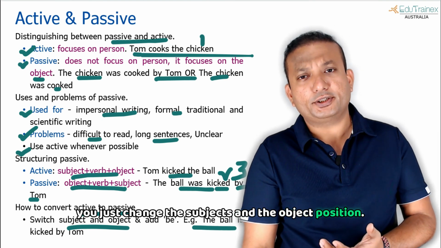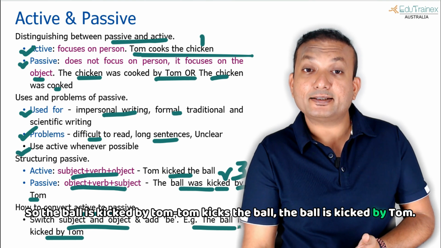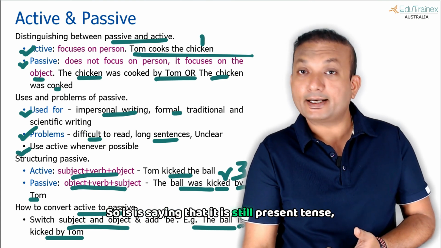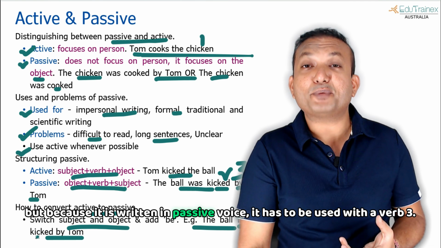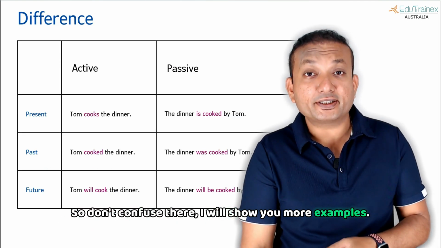Now, when you want to convert active to passive voice in writing especially, just change the subject and the object position. Tom kicks the ball. The ball is kicked by Tom. So "is" shows that it is still present tense, but because it is written in passive voice, it has to be used with a verb 3. So don't get confused there. I'll show you more examples.